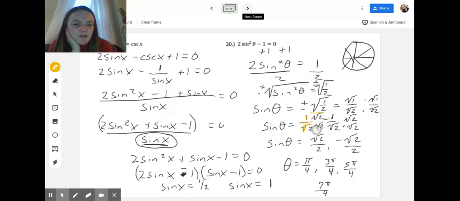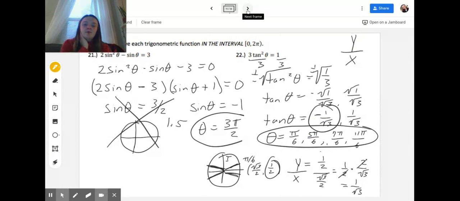But if I rationalize, if I multiply by the square root of 2 over the square root of 2, 1 times the square root of 2 is just square root of 2, or radical 2. Radical 2 times radical 2, those square roots undo each other, and I get 2. Well, I know radical 2 over 2, and I know negative radical 2 over 2. That happens here, here, here, and here on my unit circle, and so the answer is pi over 4, 3 pi over 4, 5 pi over 4, and 7 pi over 4.